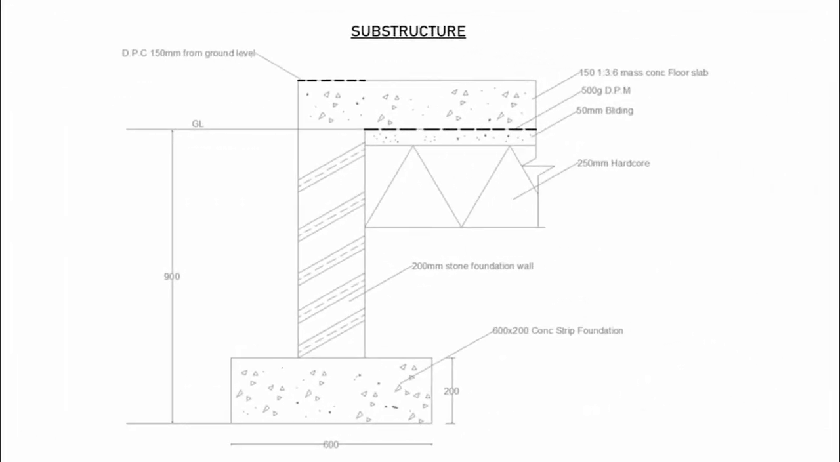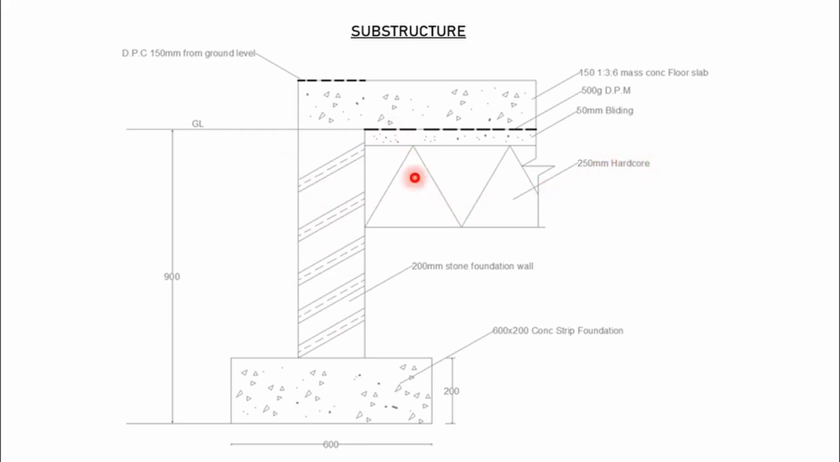So naming is also one of the things that you should not forget, although you can do it after you have finished the whole business. I just thought of doing the naming as we go along, so that we know whatever we are drawing. So the foundation itself here is a 600 by 200 concrete strip foundation. Then we have a 200 millimeters stone foundation wall. This is the substructure wall.